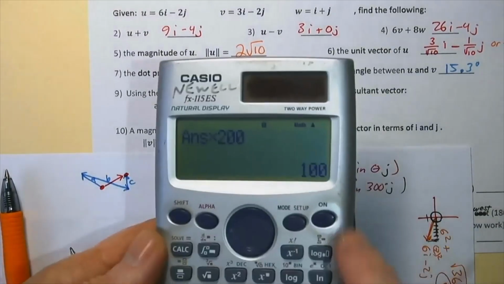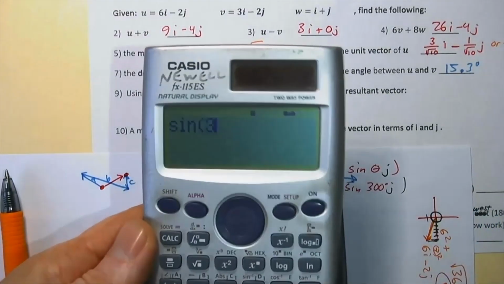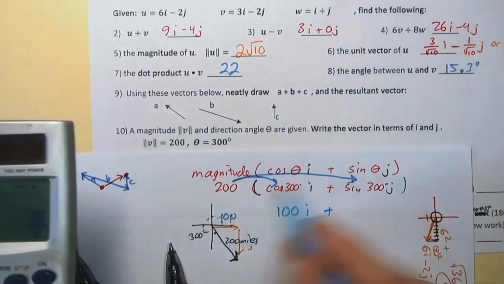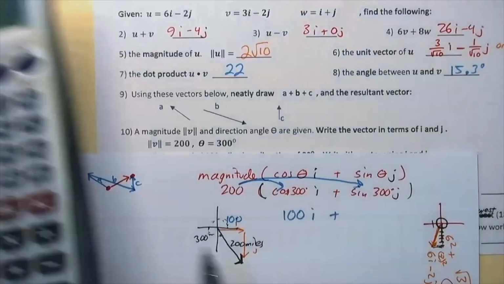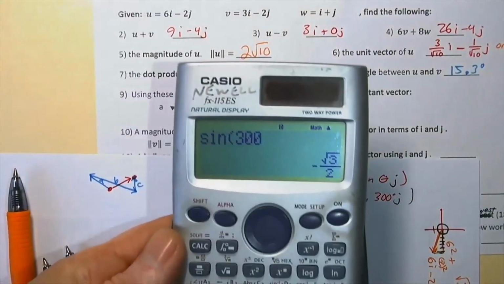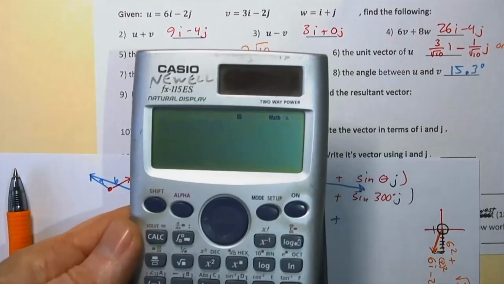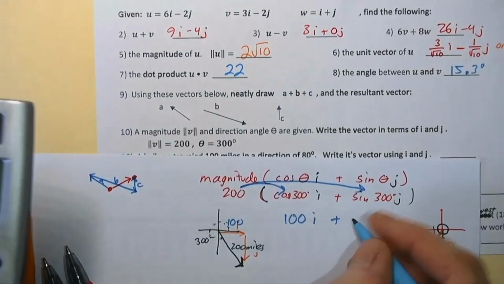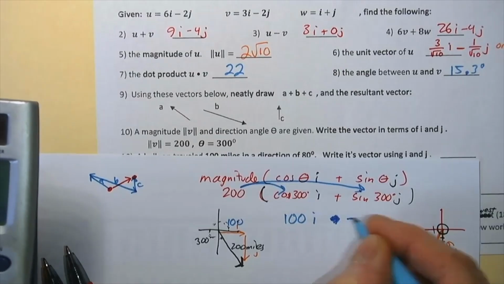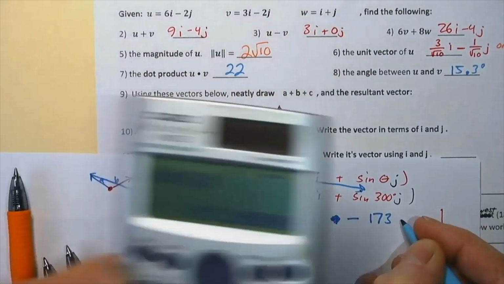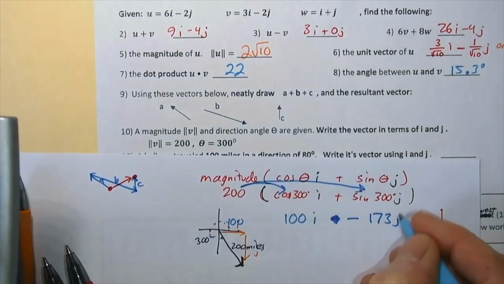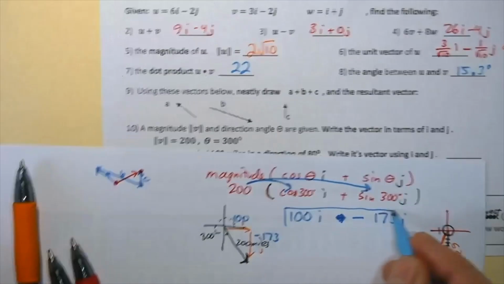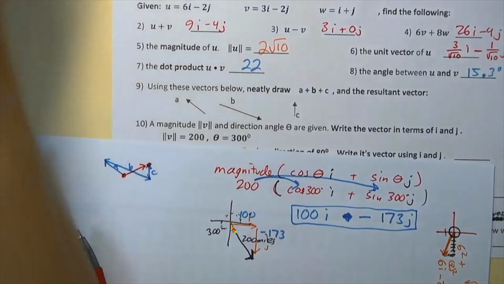And then sine of 300, you can even look these up on your trig sheet. Sine of 300, negative radical 3 over 2, but you're doing 200 of those. If you left it, you'd have a unit vector. Times 200 of those, and it says negative 173. So instead of plus, let's put minus 173j. I'm just going to round it off there, which makes sense. You went down 173.